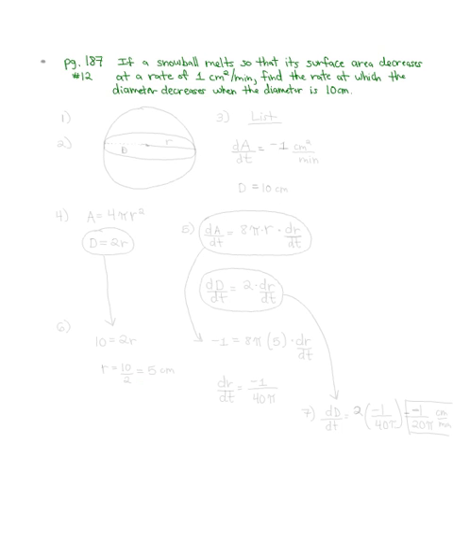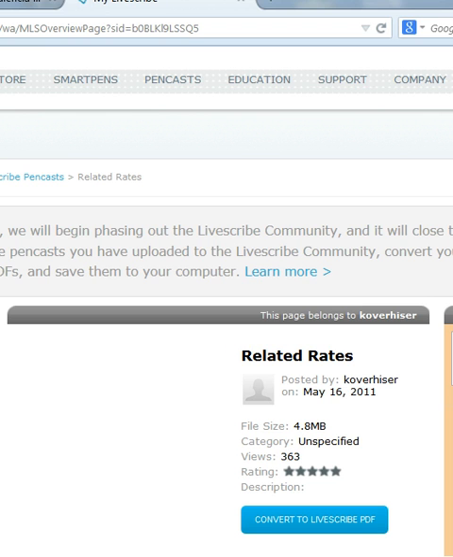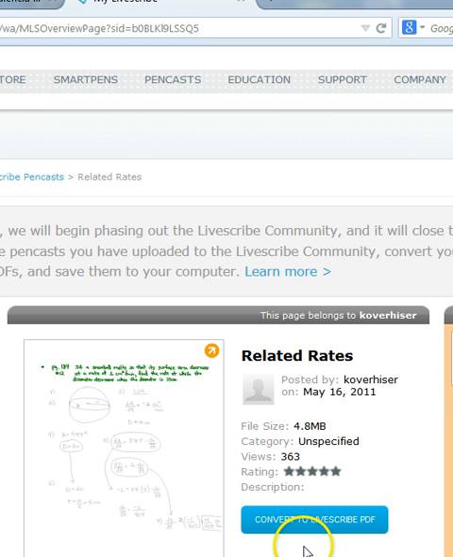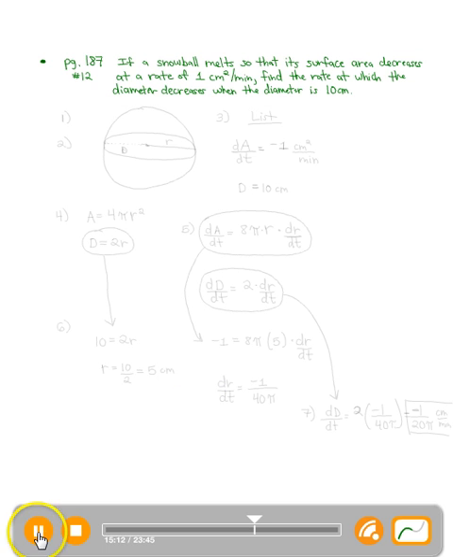Okay, so for our second example, we're going to be doing number 12 on page 187 of James Stewart Single Variable Calculus Textbook, 6th edition. This problem states that if a snowball melts so that its surface area decreases at a rate of 1 square centimeter per minute, find the rate at which the diameter decreases when the diameter is 10 centimeters.